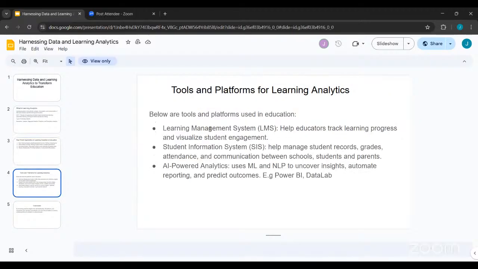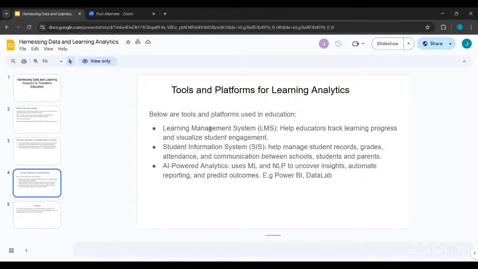And then the tools and platforms for learning analytics. Below are tools and platforms used in education. We have the learning management system, which a lot of institutions now utilize in Nigeria as well. I remember during COVID-19, it helped us to access education and engage with our learning even while at home. The student information system helps to manage students' records, grades, attendance, and communication. The student will be able to see their grades and records, and likewise the parents who are far away are able to have access to the performance, to check what the student is doing and how he's faring academically.